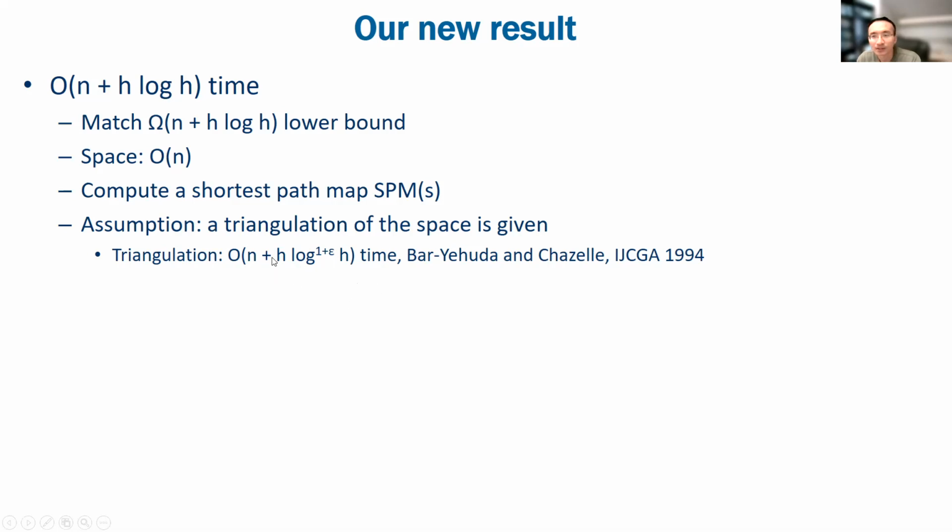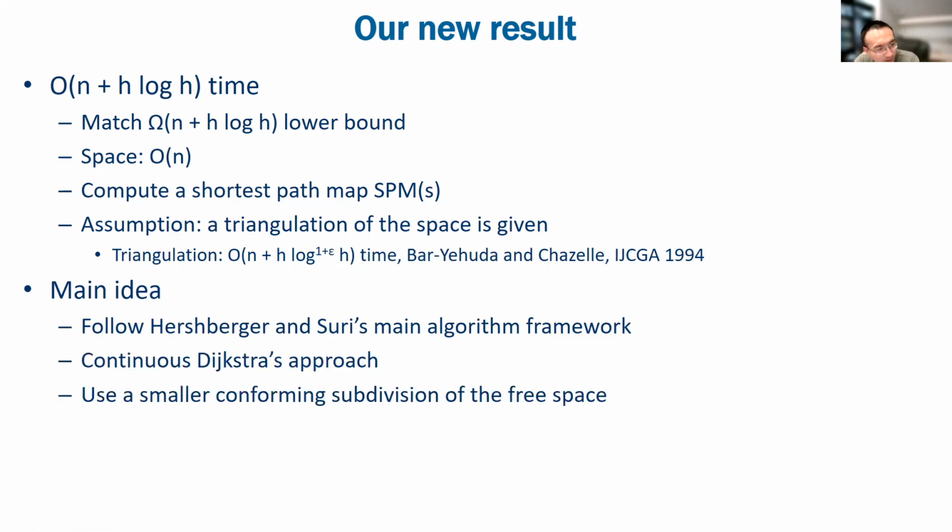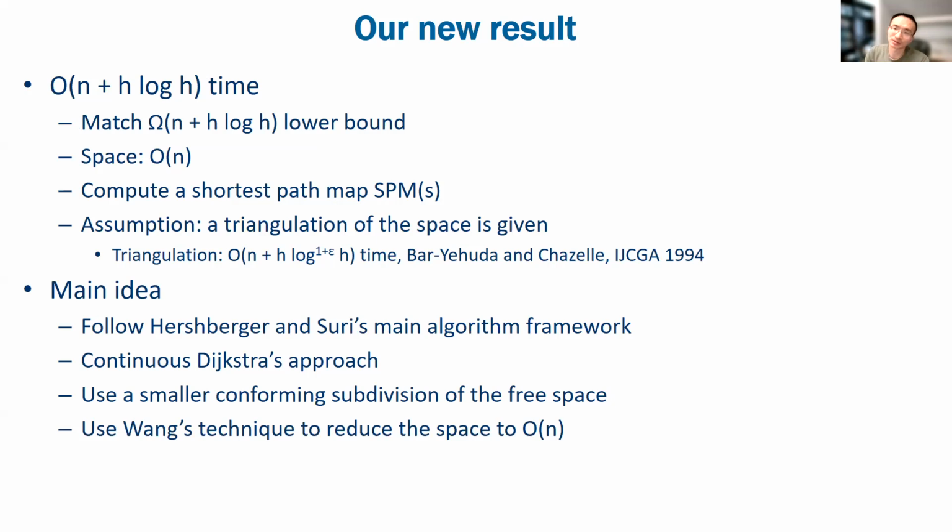Hopefully this epsilon can be reduced later, and the total time will be n plus h log h. The main idea is we still follow Hershberger and Suri's algorithm, namely we use continuous Dijkstra. Their algorithm relies on a conforming subdivision. Here we also use a subdivision, but a smaller one. And then we use the same technique to reduce the space to linear.